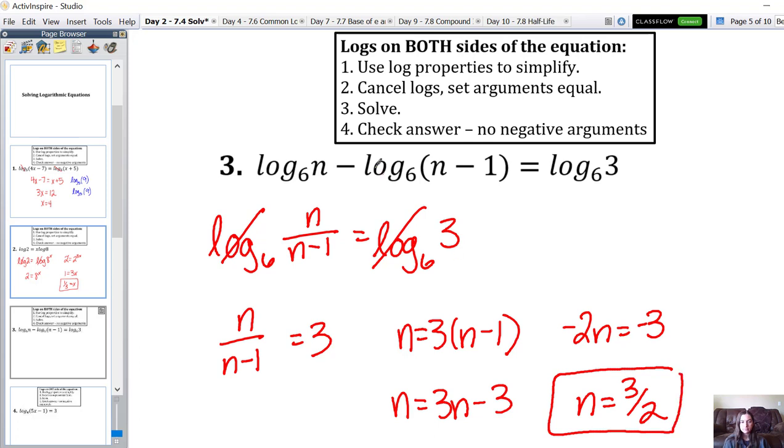Let's check that work. If I substitute that into the first log, I have a positive. If I substitute that into the second log, 3 over 2 minus 1 is positive 1/2, so it stays positive, so we're good.